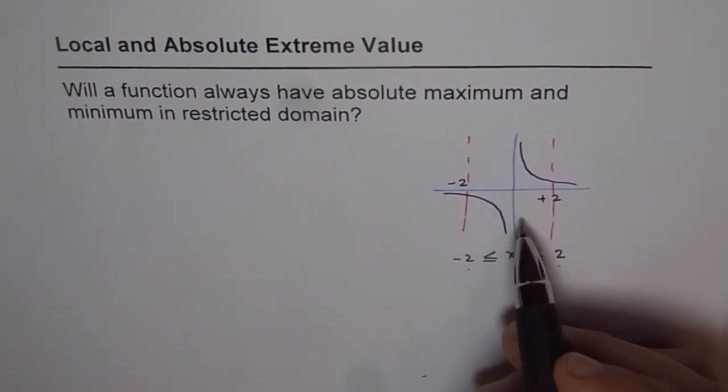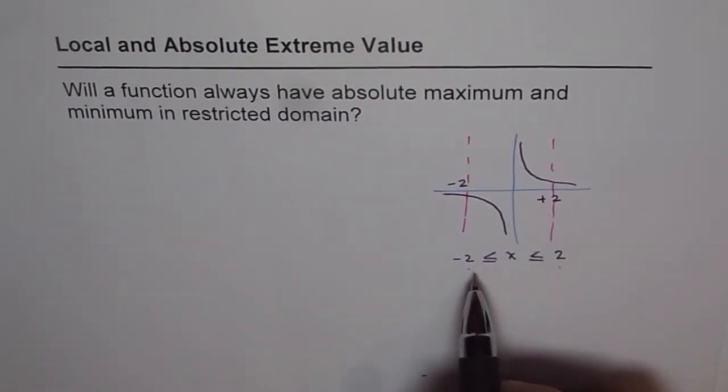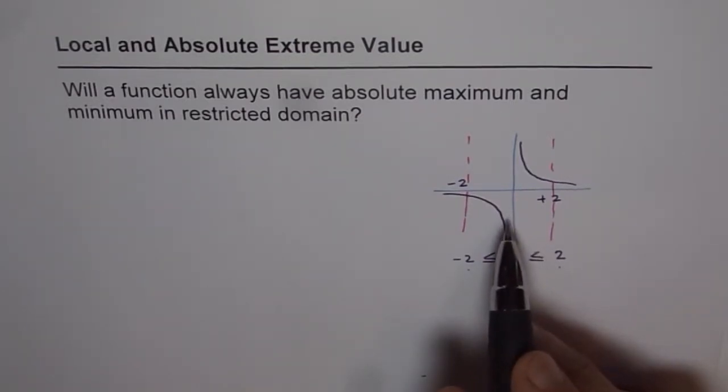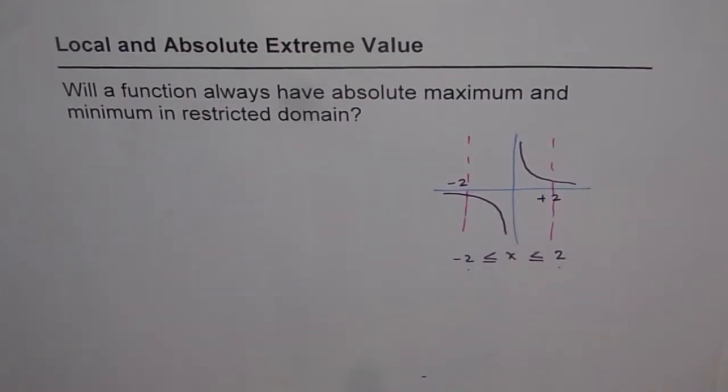So there could be cases where we are given boundary conditions, but still we do not have any local or absolute maximum or minimum, as you're seeing here. So there is a huge possibility of that.